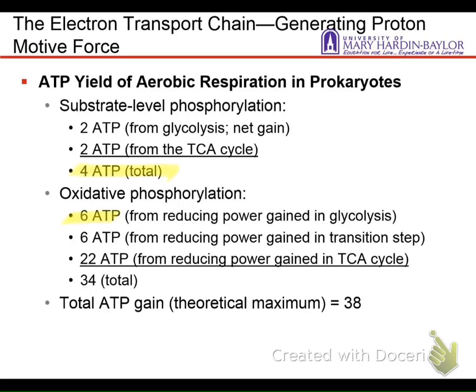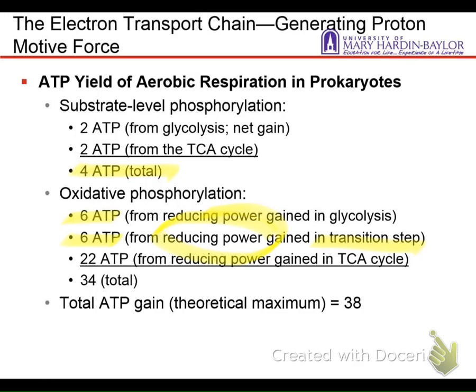NADH, made in 2 places in glycolysis. Go back and look at that. Okay? It's on the same place on the 2 different branches. And then we get 6 ATP that come out of the transition step. And again, this is reducing power that's produced in the transition step.